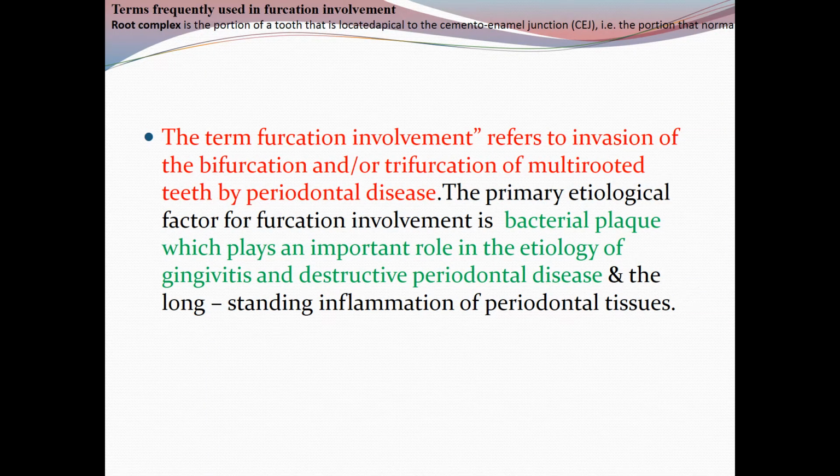Furcation involvement means the invasion of the bifurcation or trifurcation area of the multi-rooted teeth by periodontal disease. We know that the primary etiological factor in the initiation and the progression of periodontal disease is bacterial, or the plaque biofilm. The long-standing effect of the dental plaque will lead to increased inflammation of the periodontal tissue, which will lead later on to the involvement of the furcation area.